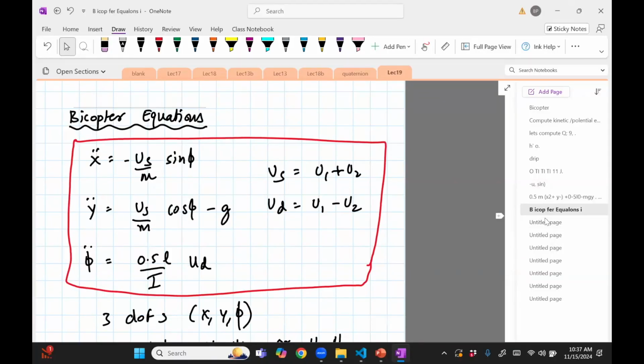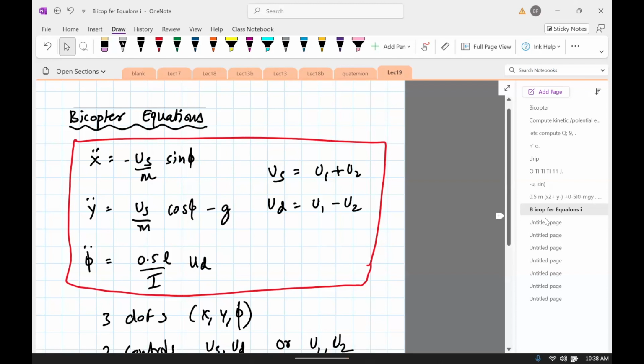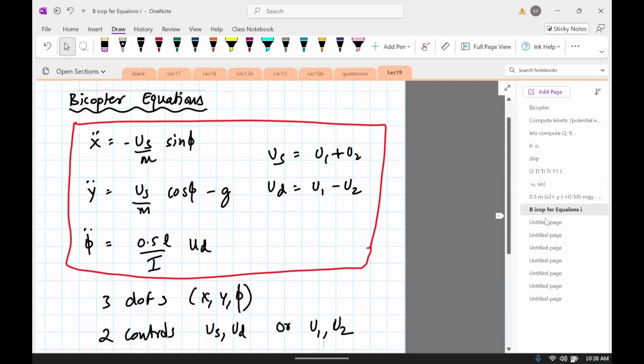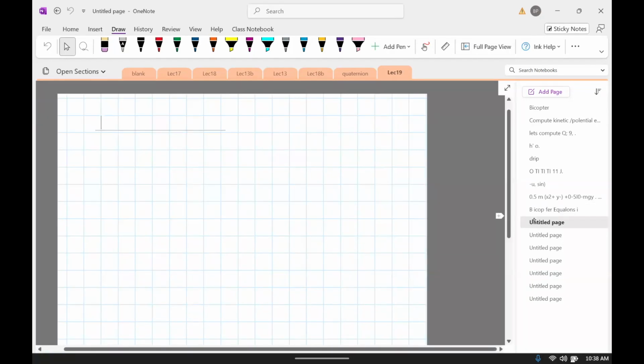Okay, now let me tell you a little bit about the equations. I think this is very interesting about drones. When you see a drone, you might now be able to make sense of how the drone actually controls just by looking at these equations. So we have three equations: x double dot, y double dot, phi double dot. X is movement in the x direction, y is movement in the y direction, and phi is the angle. So here's some intuition.